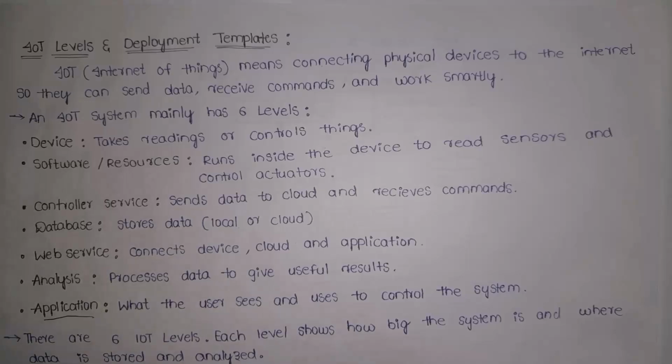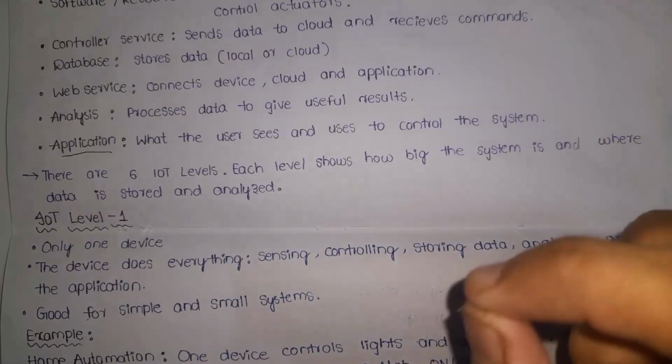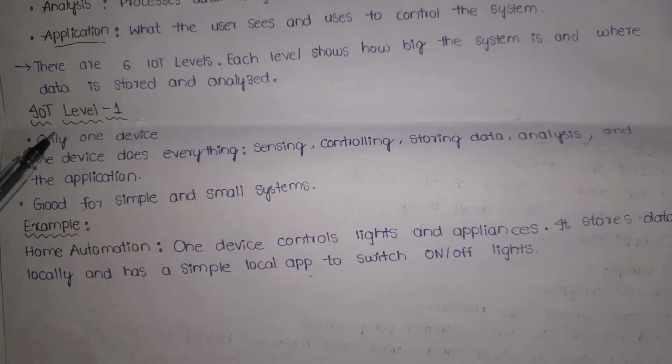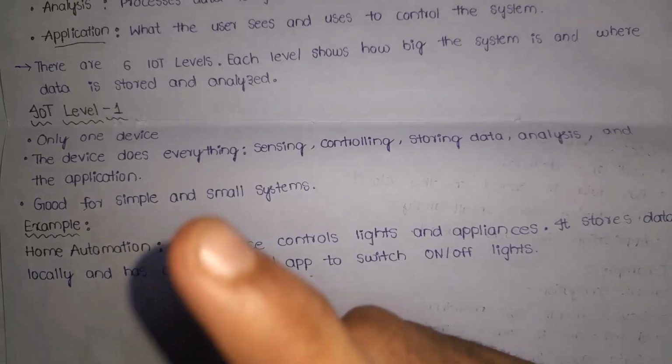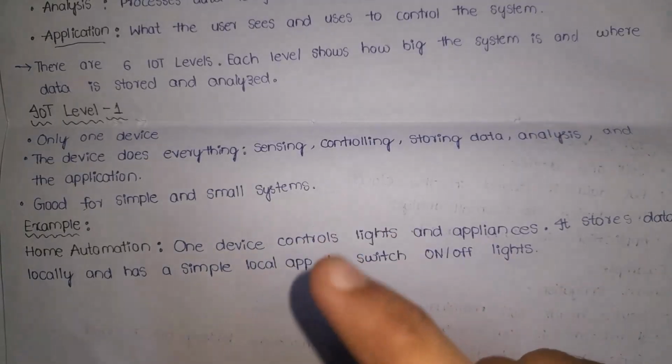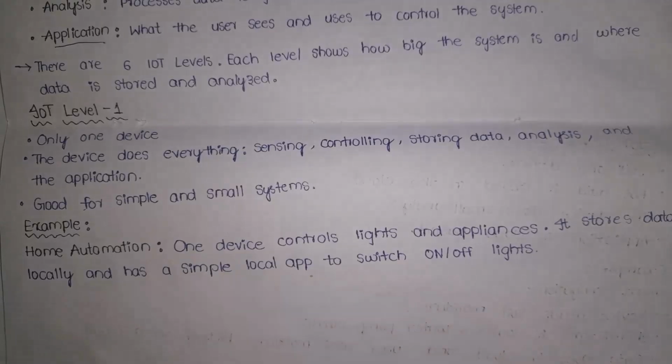Guys, in total there are 6 IoT levels, and each level shows how big the system is and where data is stored, either locally in the system itself or in the cloud. At first I will explain IoT level 1. Guys, in IoT level 1, there is only one single IoT device and complete data is stored in the device itself. There is no cloud, and this device will do everything like sensing, controlling, storing data and making intelligent decisions.